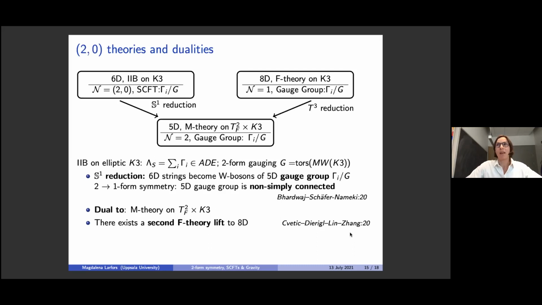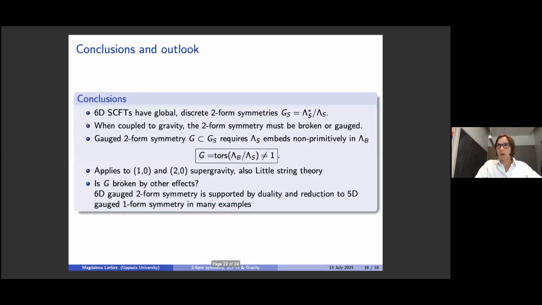Yes, I know. So I will just say here that there is a nice argument from duality and circle reductions that relates the results that we have found to known results about one-form symmetry groups in 5 dimensions, and also results about 8-dimensional theories from F-theory on K3, so very much related to what Anna Maria just talked about. So with that, let me conclude.